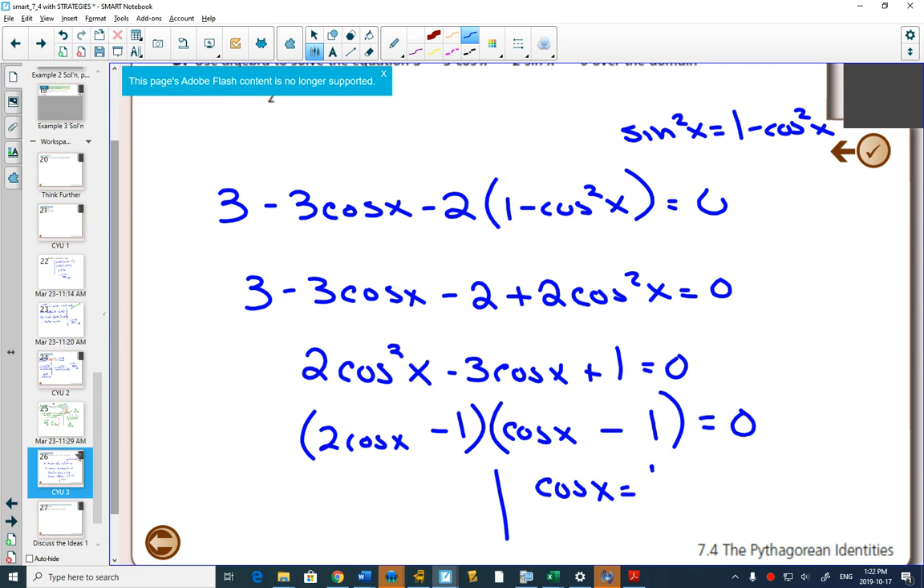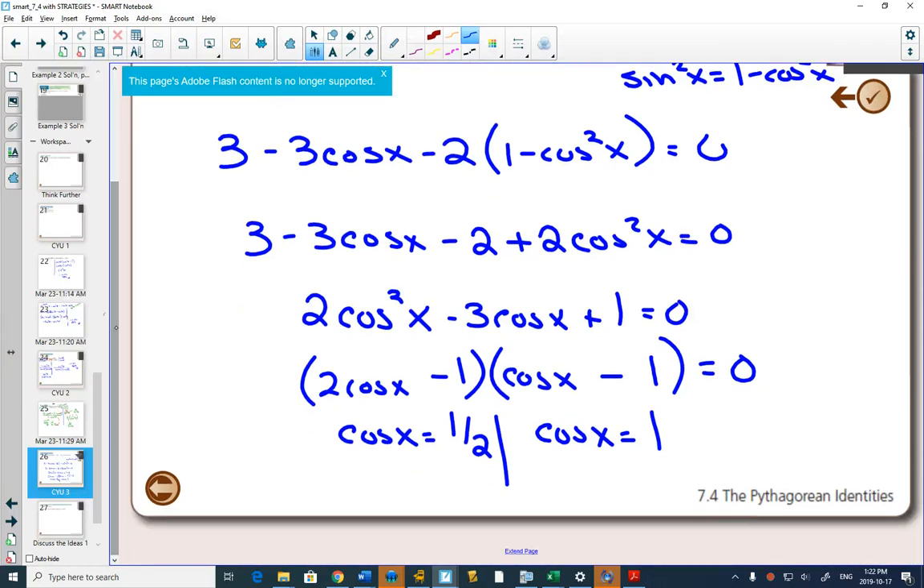And so here we get cos x is equal to 1. And here we get cos x is equal to 1/2. Are those on your pie plate? Yes. When is cos equal to 1/2? Pi over 3 family, quadrant 1 and quadrant 4. When is cos x equal to 1? 0 and 2 pi.